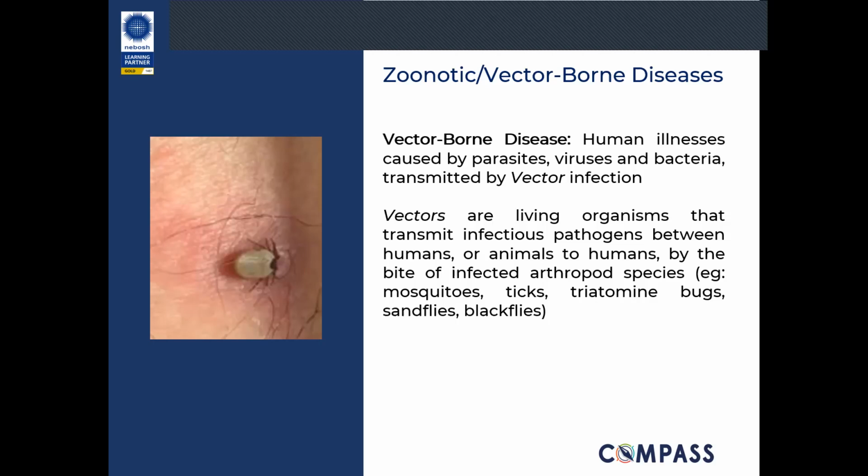So the vectors are living organisms that transmit infectious pathogens between humans or from animals to humans by the bite of infected arthropod species. Mosquitoes are a typical example, but we've got ticks, triatomine bugs, sandflies, and black flies.